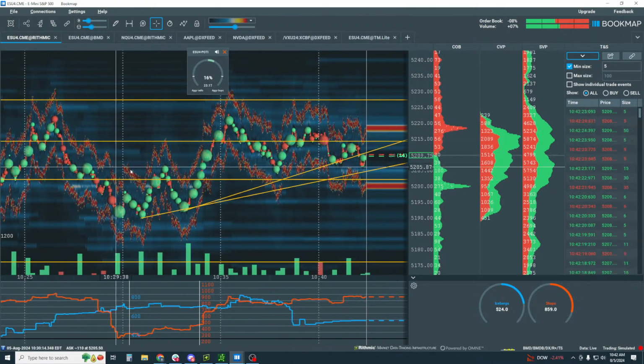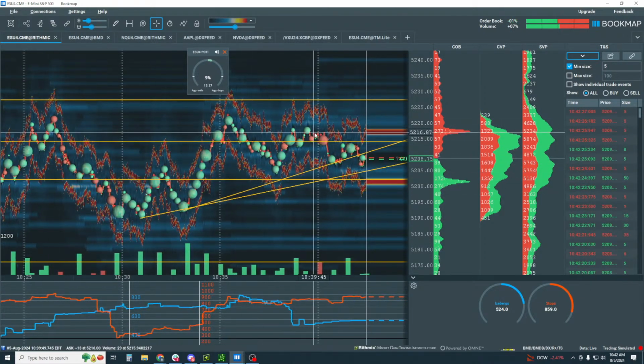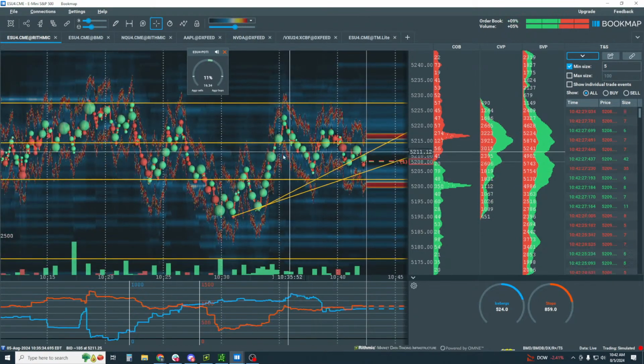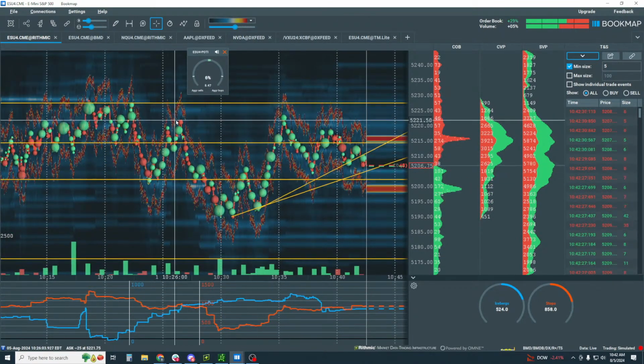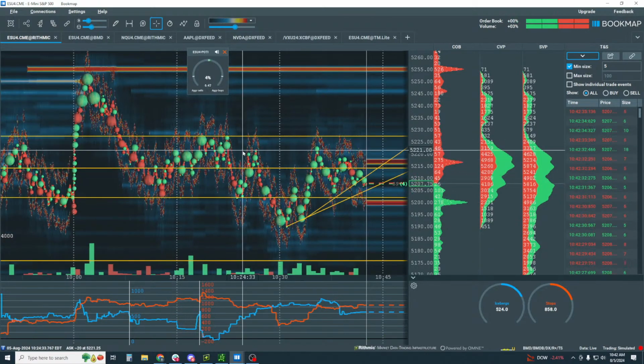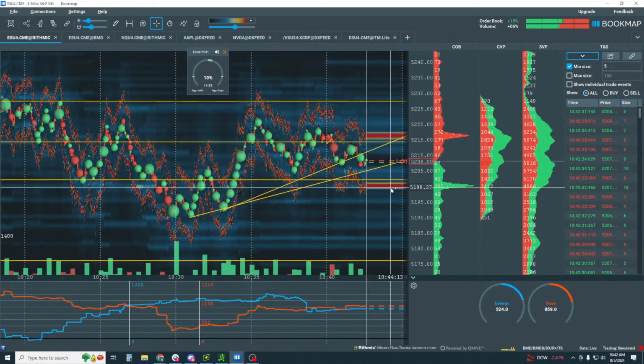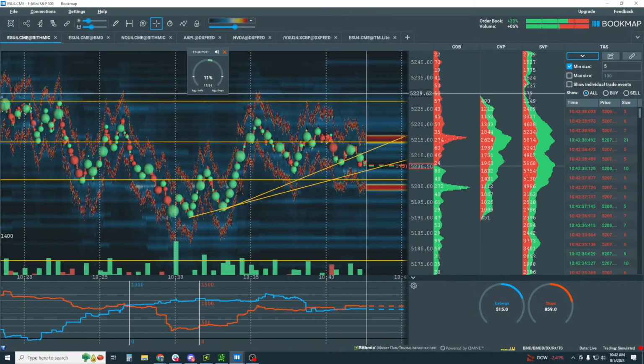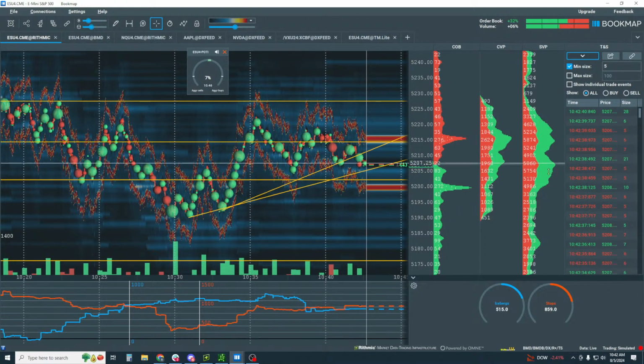Because all of this buying in here has not moved that market. Not much. I mean, we do see this move here, but it's just to the top of the range. We are in a range. Hey, look at this volume profile in here. It's huge.